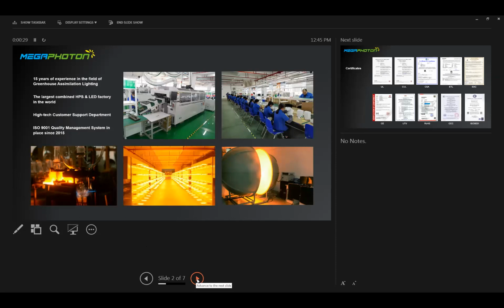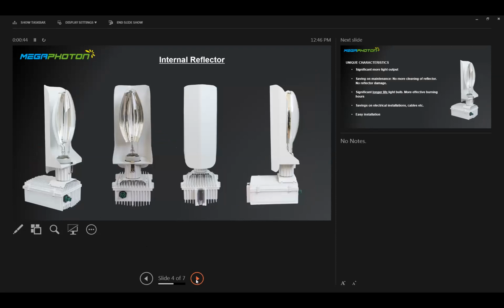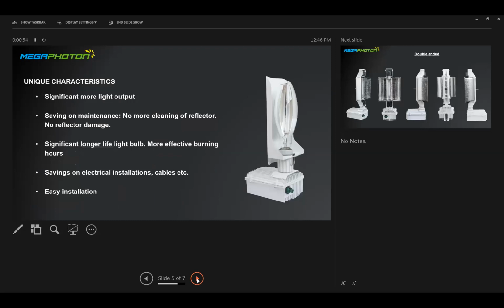They've got all the proper ISO certifications. As you can see here, certificates of compliance. A lot of you may not know them, but this is one of our popular lines here. It's the internal reflector. I'm just going to go over it quickly. With this particular light and this bulb, there's significantly more lighting. There's a lot of savings on maintenance, no more cleaning of the bulb or the reflector because the reflector is inside the bulb. Significantly longer bulb life, more effective burning hours. It saves on electrical installations and cables and is very, very easy to install.